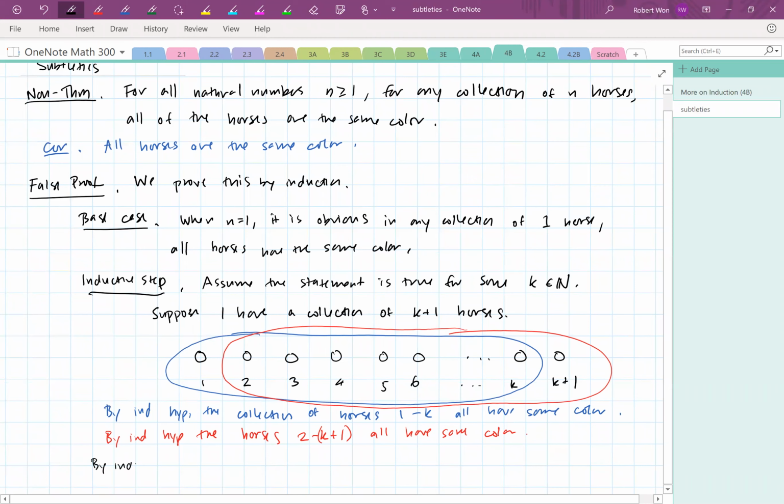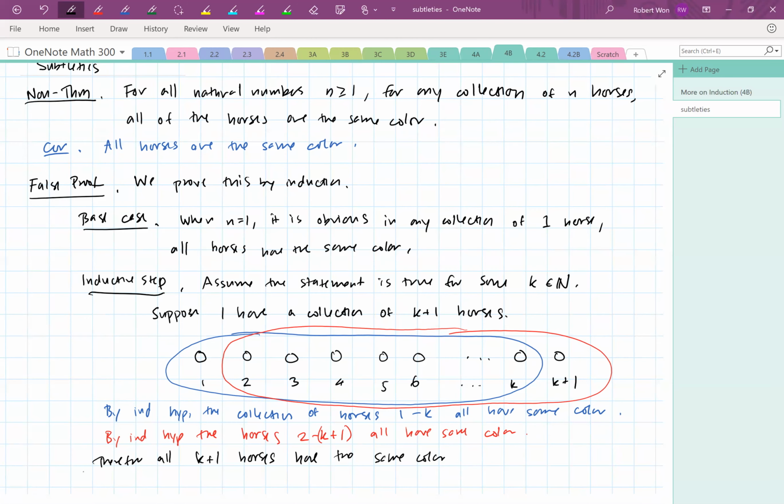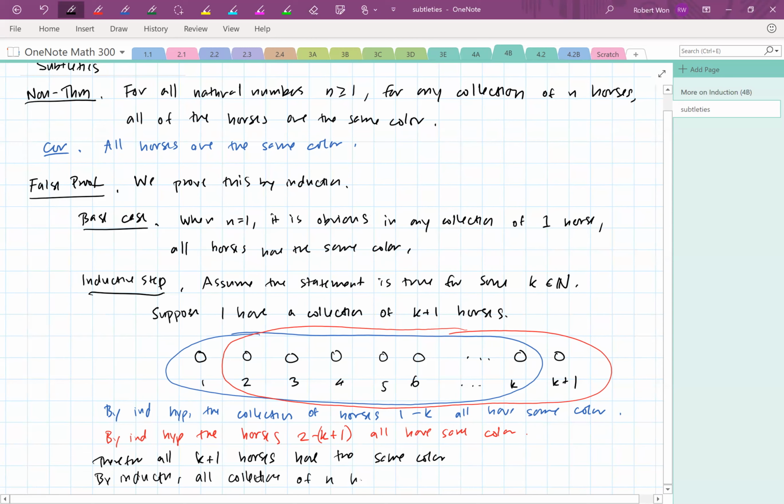So therefore, by induction, all k+1 horses here have the same color. Just look at the picture. If everything in the red box has the same color and everything in the blue box has the same color, actually all these horses must have the same color. So by induction, all horses have the same color, or all collections of n horses are, let's say, monochromatic. That's a fancy way to say they have the same color.